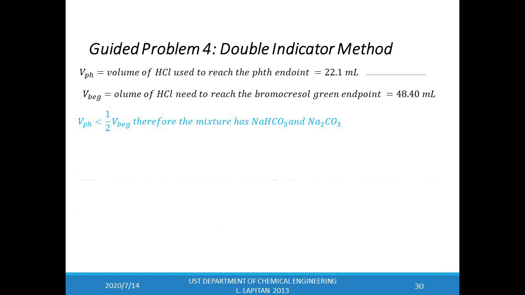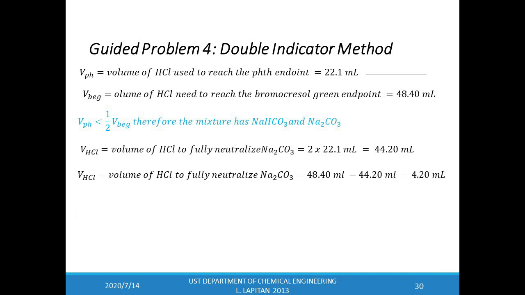Once we know the components in the mixture, we now have to determine the volume of the titrant acid required to fully neutralize sodium carbonate and sodium bicarbonate. So we can say that the volume of the acid to fully neutralize sodium carbonate is twice the volume of the acid required to reach the phenolphthalein endpoint. So that is 2 times 22.1, and this is equal to 44.20 ml.